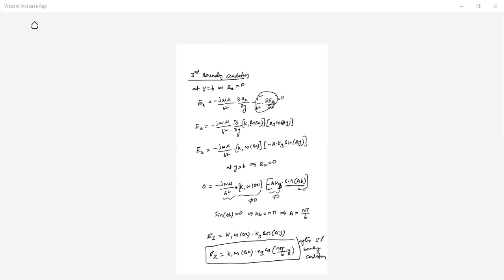So now our Ez is equal to k1 cos bx into k3 cos n pi by b into y.